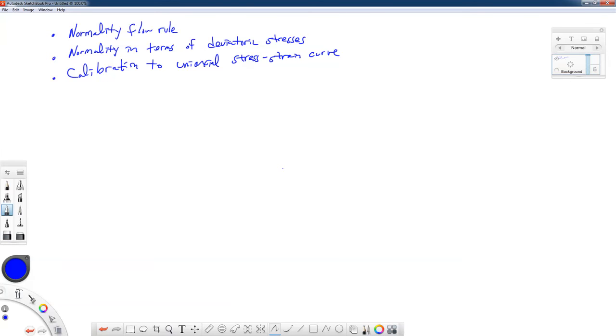In the last lecture, we talked about how the maximum dissipation postulate led to the normality flow rule. This lecture, we're going to get into the details of the normality flow rule. We're going to see how we can write it in terms of deviatoric stresses for a given yield criterion. And we're going to calibrate it to a uniaxial stress strain curve. We're building up to our complete J2 plasticity theory.